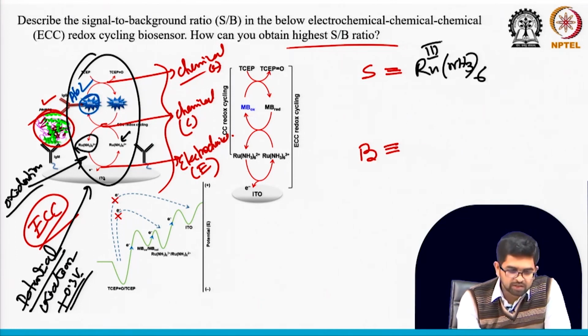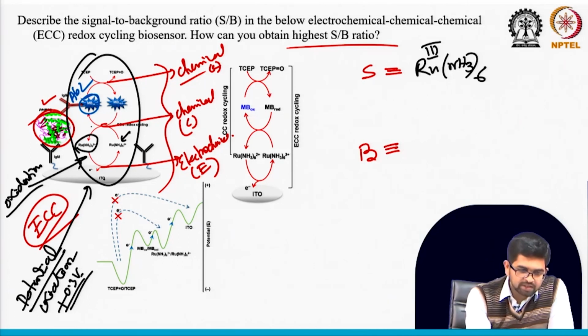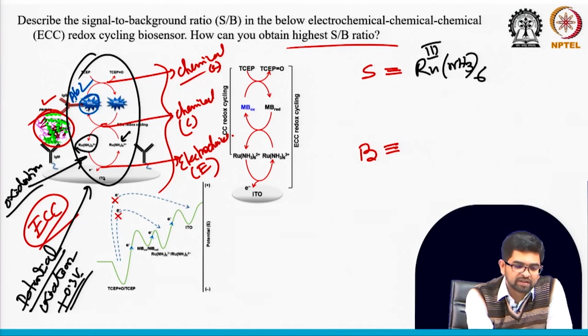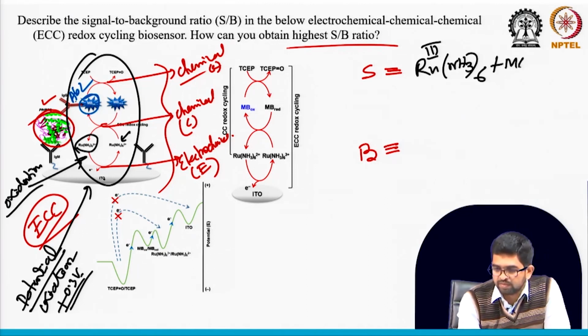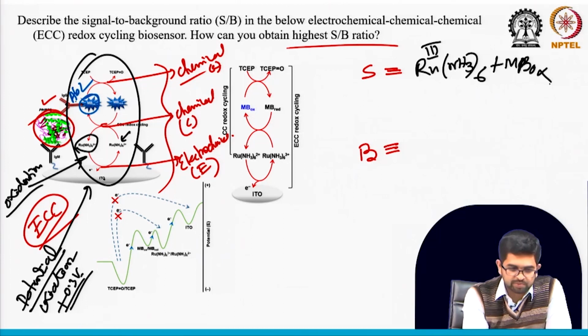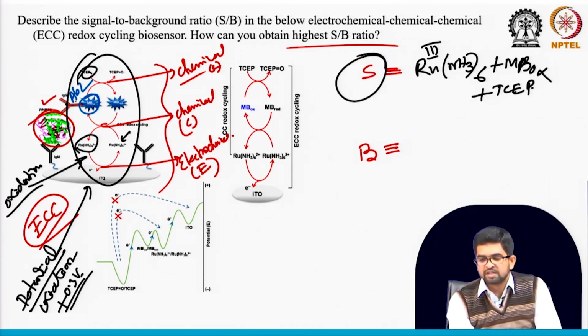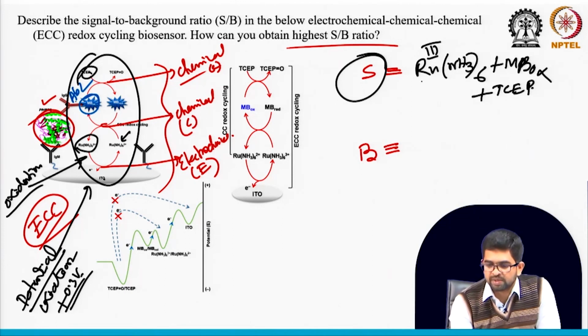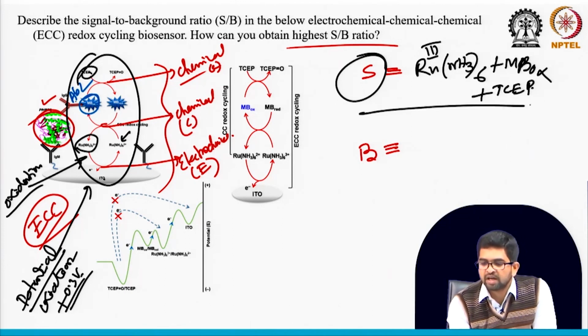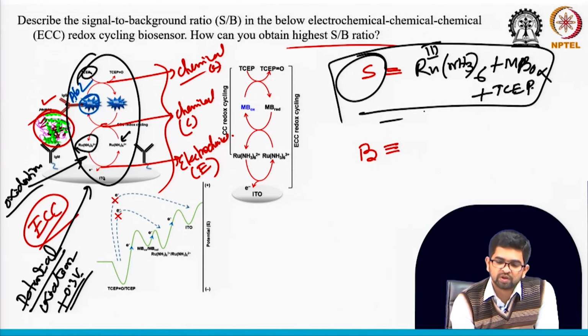This one is your starting reagent, and your methylene blue that is conjugated with the secondary antibody, that is plus MB, methylene blue in the oxidized form, right, because this one will actually react with the T-cell. So your T-cell also should be there. So your signal is responsible for this reaction: ruthenium hexamine 3+, methylene blue oxidized, and T-cell. You have to write which one is responsible for your signal, and which one is responsible for the background.